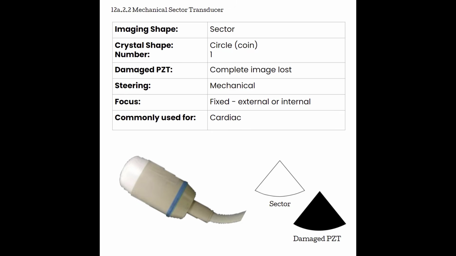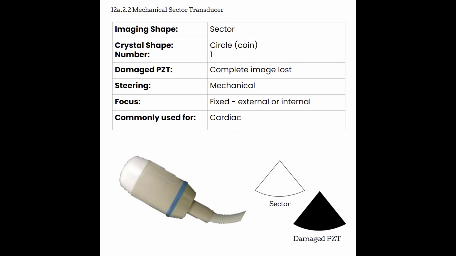So there is a motor that is going to physically move that coin-shaped crystal into different directions to make a full field of view. Focus on the mechanical transducer is fixed. So that means that it is either going to have a lens in front of the transducer, or it's going to use a curved single element, which is that internal focusing. So external or internal, but it's going to be fixed focusing.